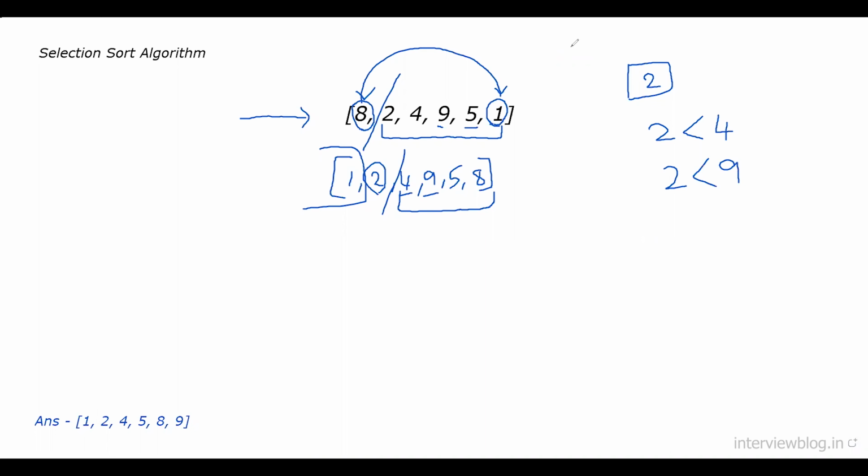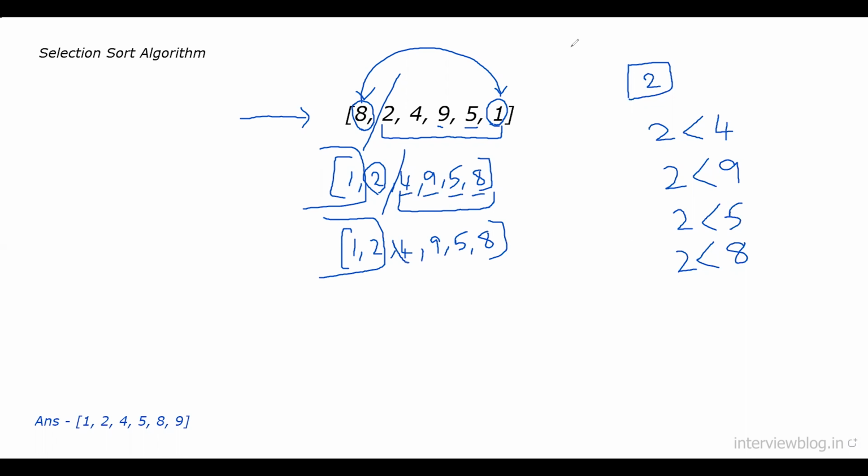Since 2 is less than 9, I'll compare 5 with the smallest element which is 2. Since 2 is less than 5, I'll compare 8 with the smallest element which is 2. But we can see that 2 is less than 8. So we do not swap any numbers here. Our smallest number, which is 2, is already present in the correct position in the given input array. So my array would now contain 1, 2, 4, 9, 5, and 8. This part of the array is now sorted.